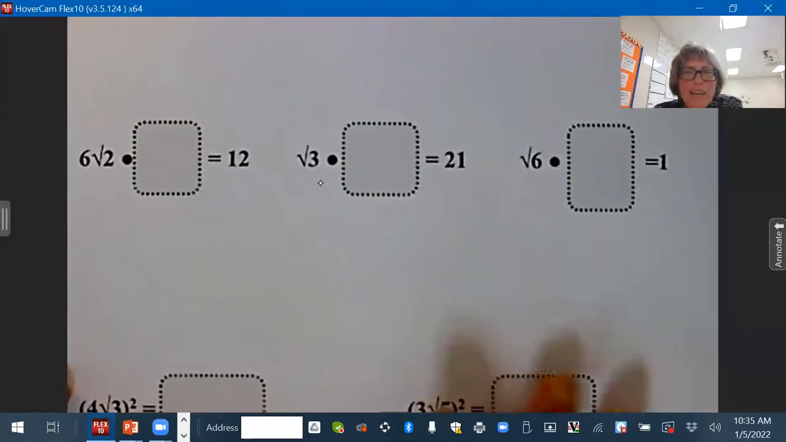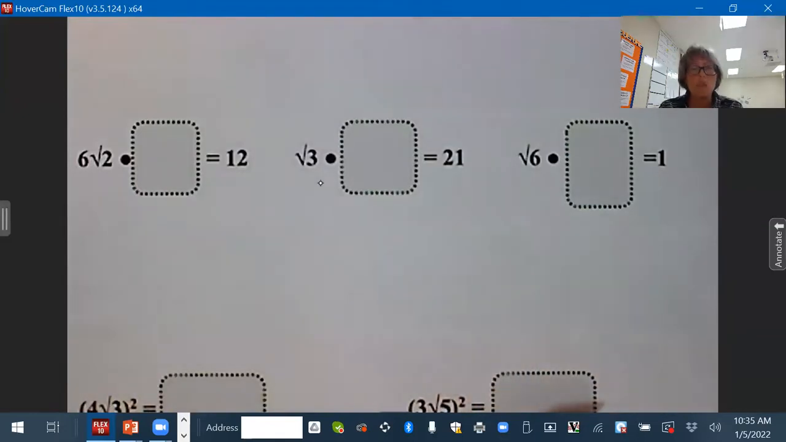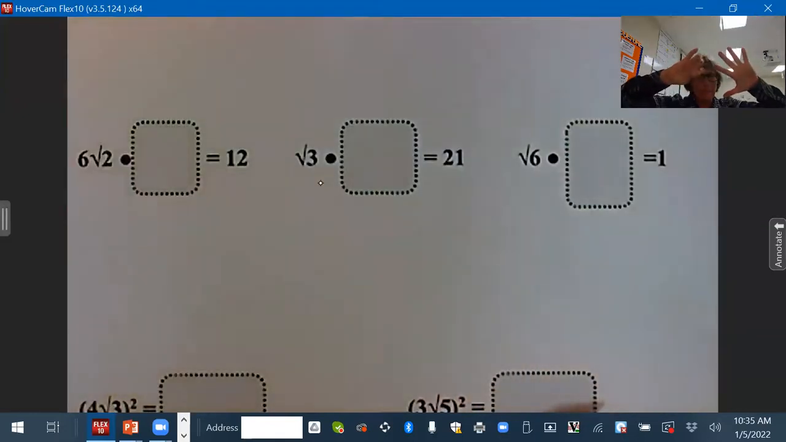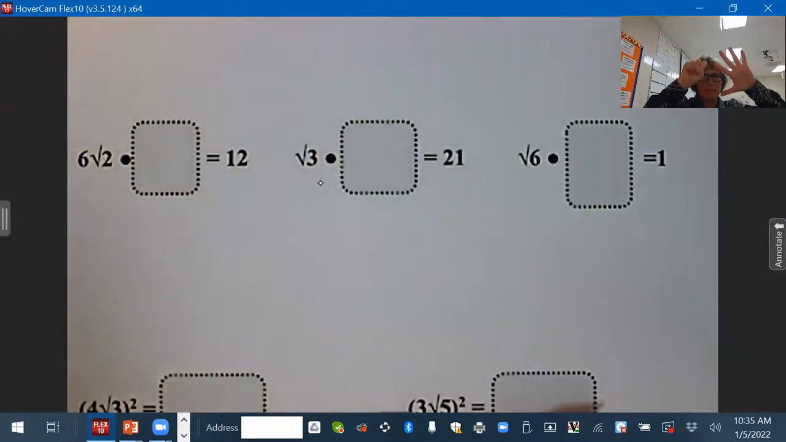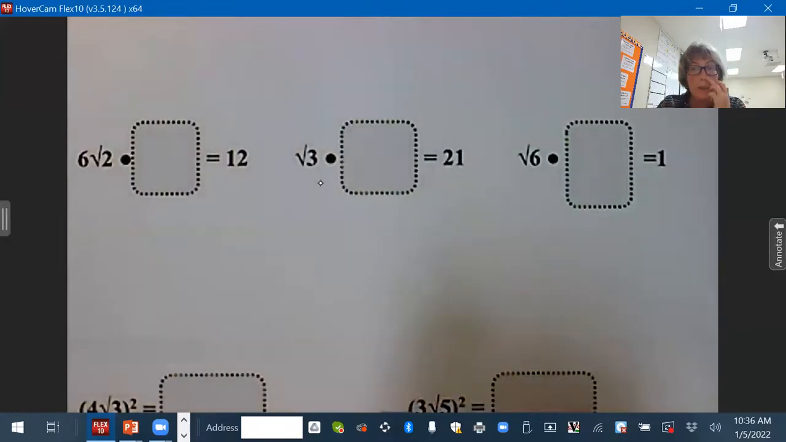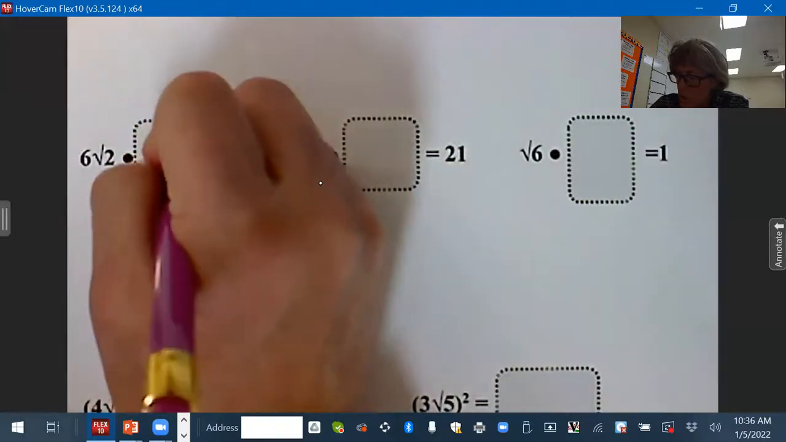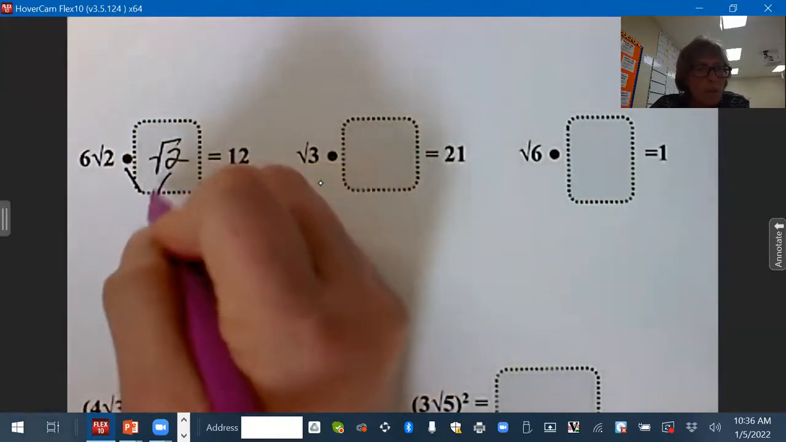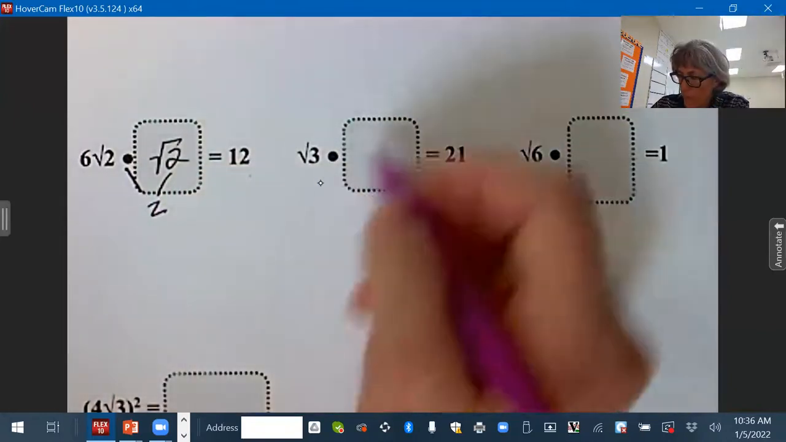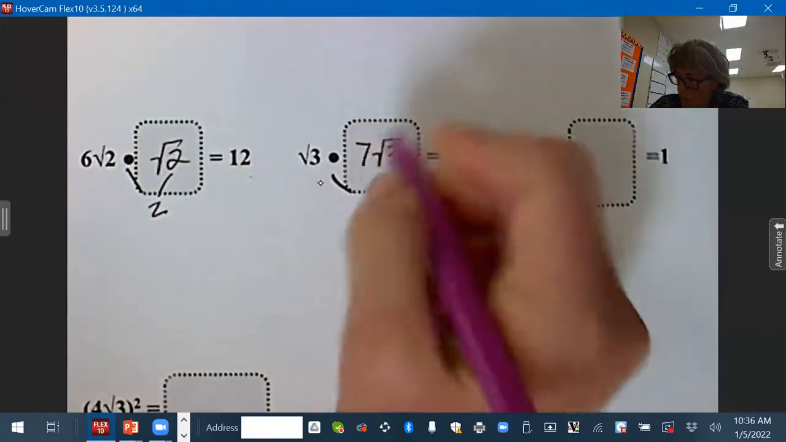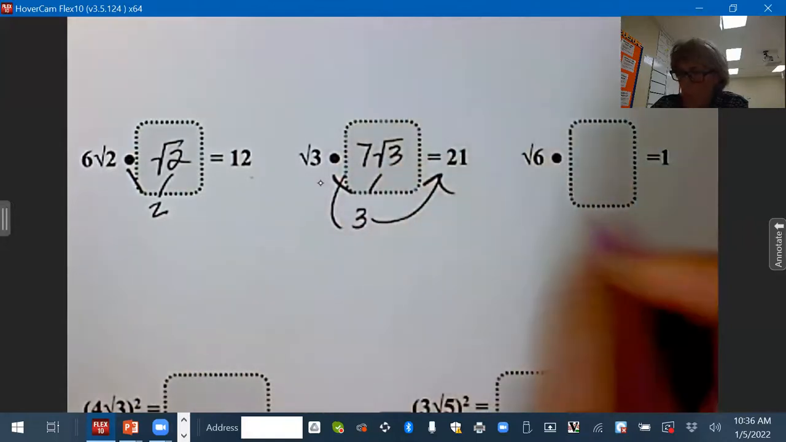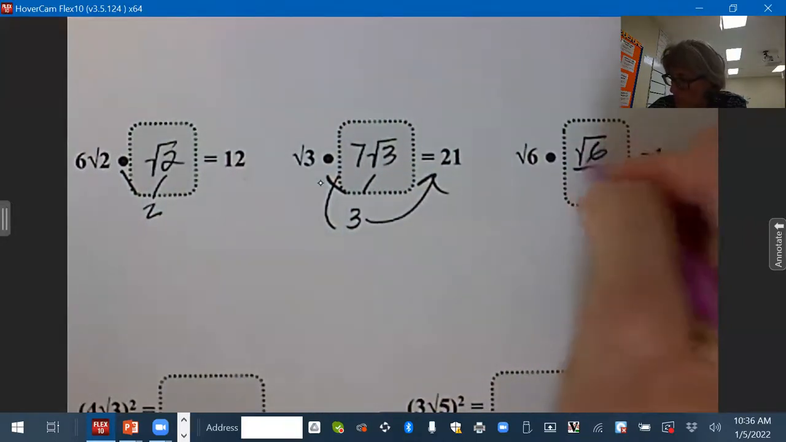I'd like you to take 20 seconds and try to do this row by yourself. 20 seconds, go. If you're comfortable with this, 20 seconds should have been sufficient time. 6 root 2 times root 2 is 12, because root 2 times root 2 is 2. This is 7 root 3, because root 3 times root 3 is 3. 7 times 3, 21. This is going to be root 6 over 6.